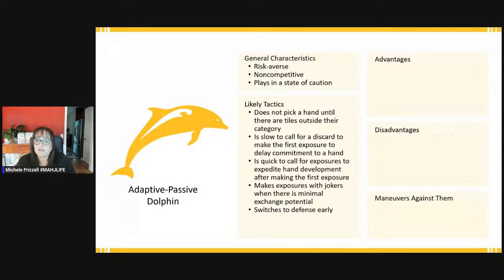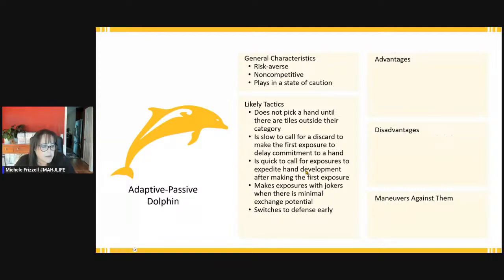They may delay that pick. They're slow to call for a discard to make the first exposure to commit to a hand. They're also a little quick to call for exposures to expedite hand development after they've already made an exposure. So once they commit, they may expedite after that, because they'll typically be continuing to build the hand if they have strength in their concealed tiles. Also, they'll make exposures with jokers when there is minimal exchange potential. They don't want to lose their jokers typically. And they typically switch to defense early.